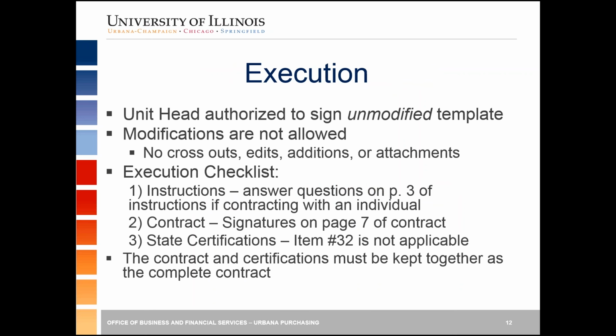To ensure that your contract is properly executed, please be mindful of this 3-piece execution checklist. First, if the contract is with an individual, the unit must answer the questions on page 3 of the template instructions. Second, the unit must ensure that signatures are obtained on page 7 of the contract. And finally, there are state certifications that follow the main contract document. Please note that certification number 32 is not applicable, so the vendor does not need to check the box there. However, all 3 items, the instructions, the contract, and state certifications, must be kept together as the complete contract.